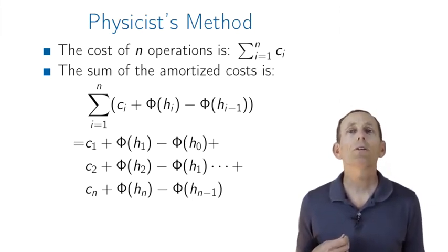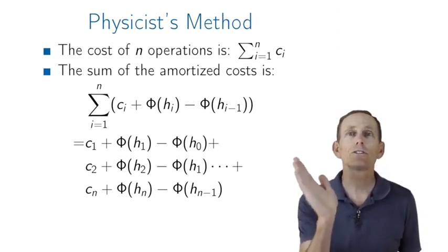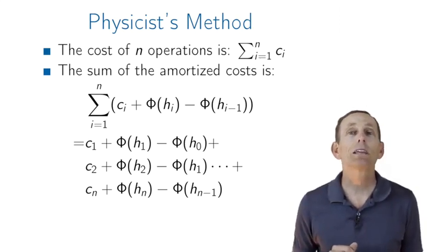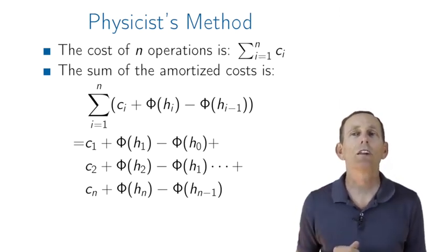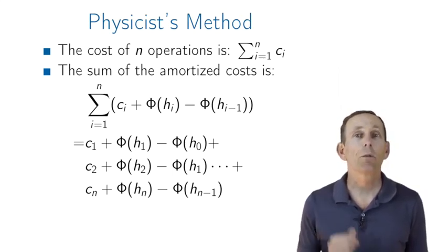What's important to note is that we have a phi of h sub 1 in the first line and a minus phi of h sub 1 in the second line. So those two cancel out. Similarly, we'll have a phi of h sub 2 in the second line, and we have a phi of h sub 3 when we look at the amortized cost at time 3. And that goes on until at time n minus 1, we would have a phi of h sub n minus 1 positive and a negative phi of h sub n minus 1 negative.